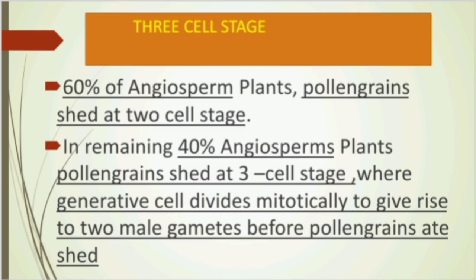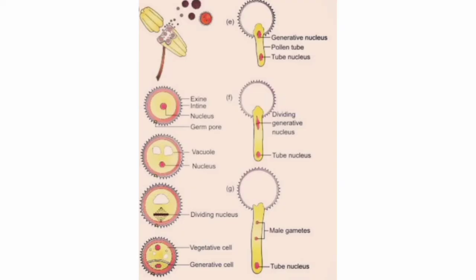So this stage is called the three cell stage, and those angiosperm plants are going to undergo a process called double fertilization. Double fertilization is the characteristic feature of angiosperm plants. It involves the formation of the three cell stage, but 60% of angiosperm plants stop at the two cell stage. That means the two cell stage is sufficient for fertilization to be possible. Is that clear? So now let's discuss the three cell stage in angiosperms. Okay, so initially I have taken the dehisced anther.